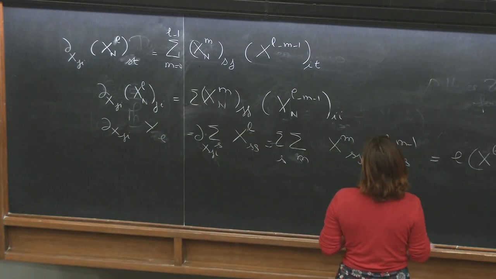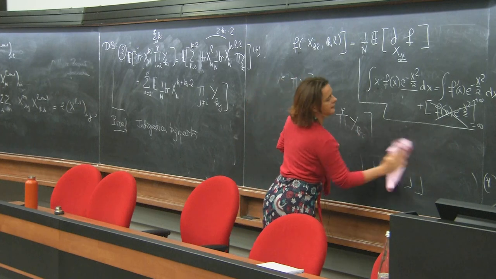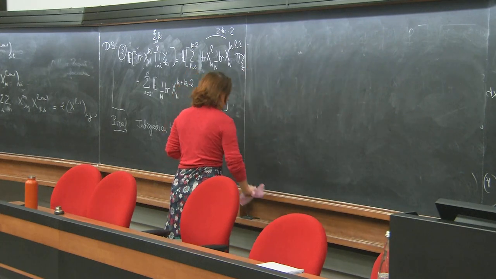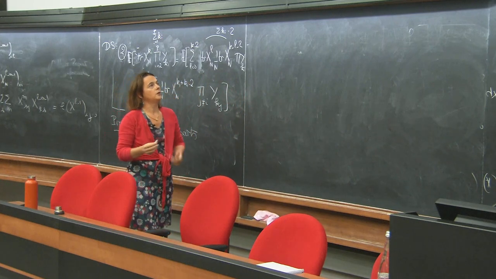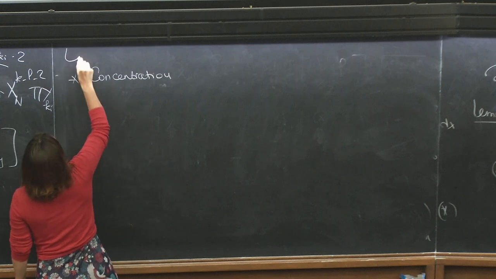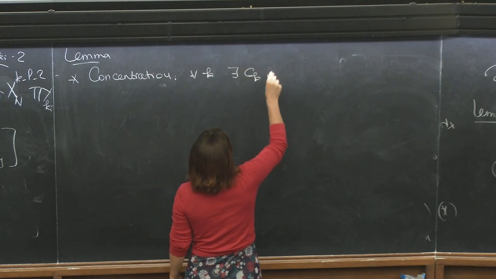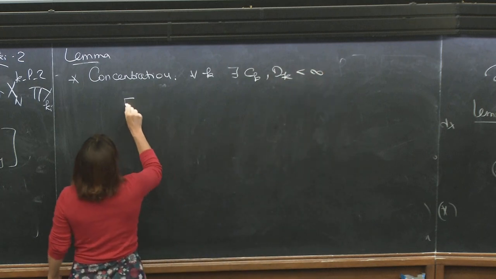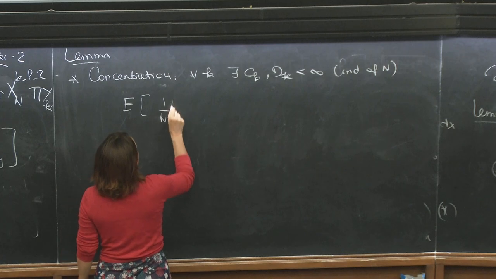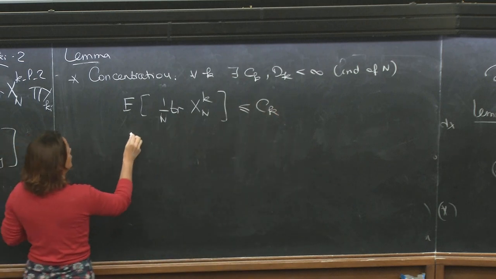So how do you analyze these equations? Well, the first thing is to see that, as I said, in this case the Dyson-Schwinger equation really gives you an equation with a unique solution. In particular, you can derive two a priori estimates, which are crucial, the first being concentration. So the lemma is that for all k there exist C_k and D_k finite, independent of N, such that you can bound your moments and you can also bound the covariance.